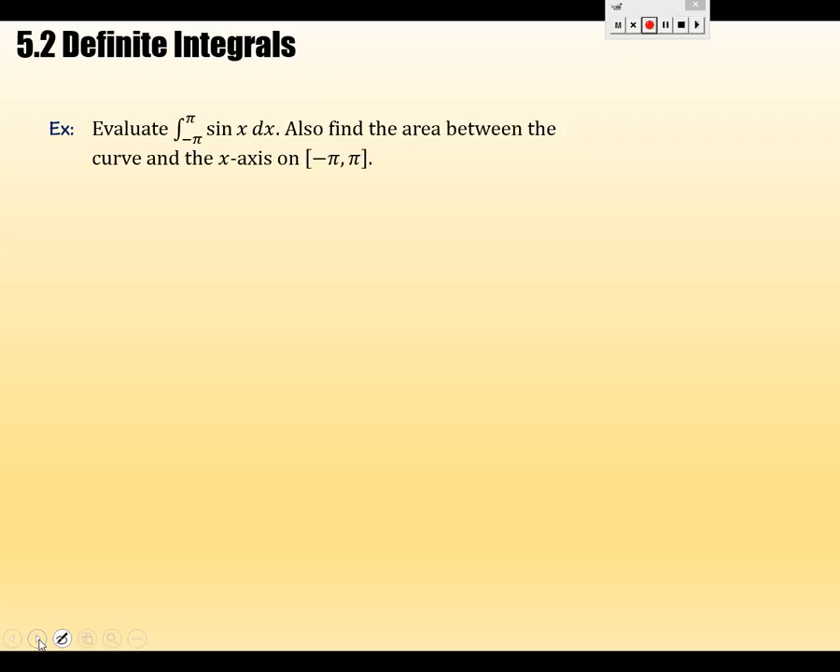I mean, it's also true that that couldn't possibly mean anything other than area. That's true.